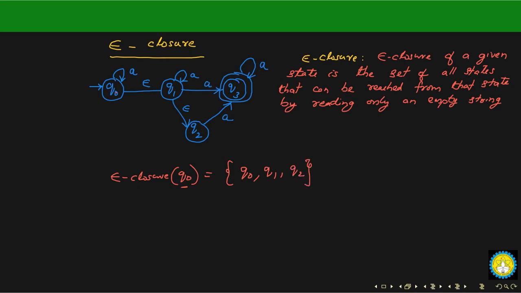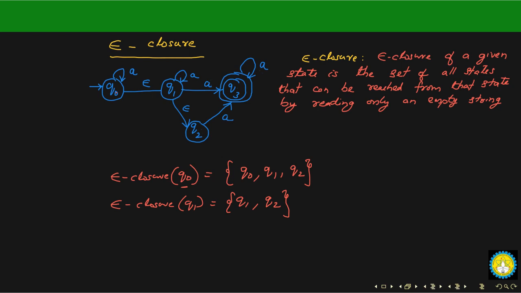What about the epsilon closure of Q1? To find it, Q1 itself is going to be a part of the epsilon closure of Q1. Now from Q1, where can you reach just by following the empty string? There is only one epsilon transition, defined to Q2, and from Q2 there are no other epsilon transitions. So from Q1 you can reach only Q2 by following an empty string. So Q2 is also part of the epsilon closure of Q1, and here I should also have Q2.